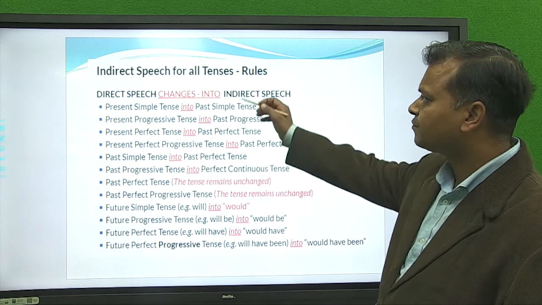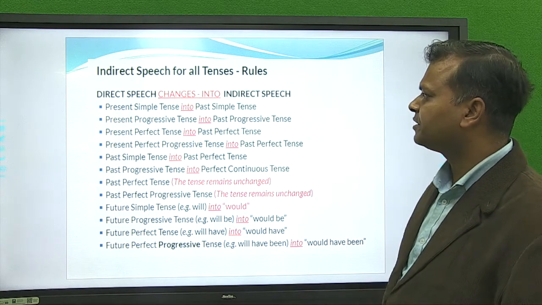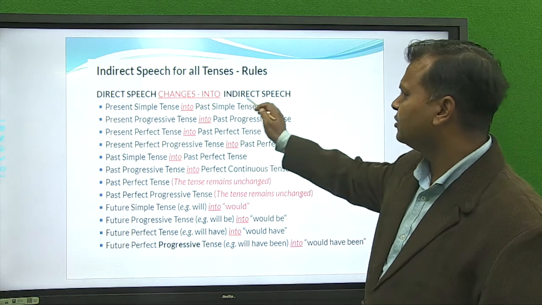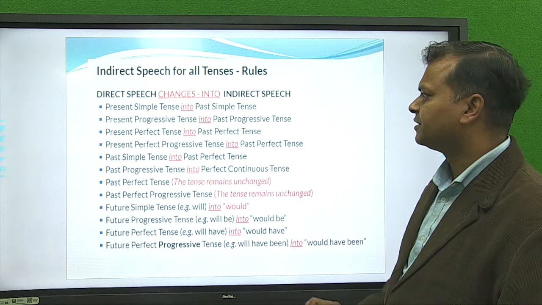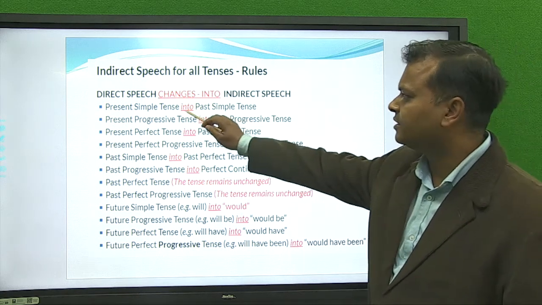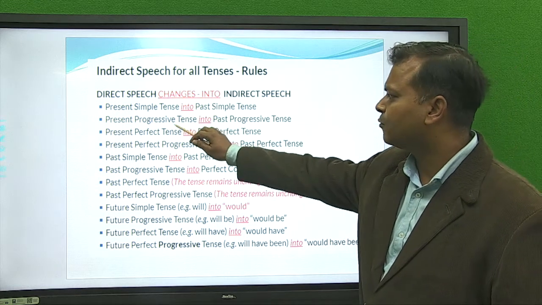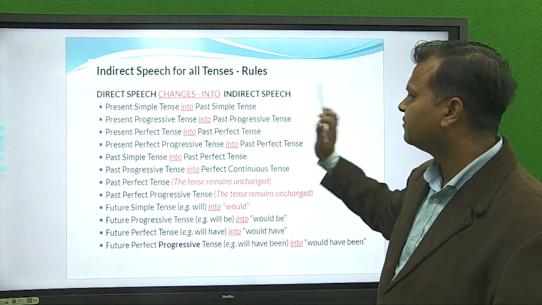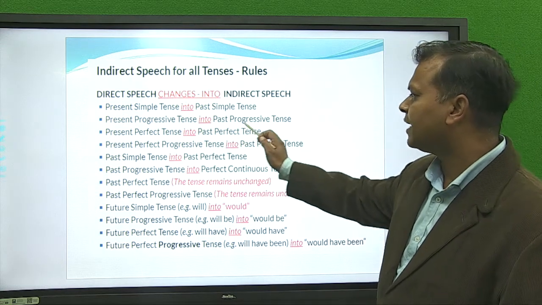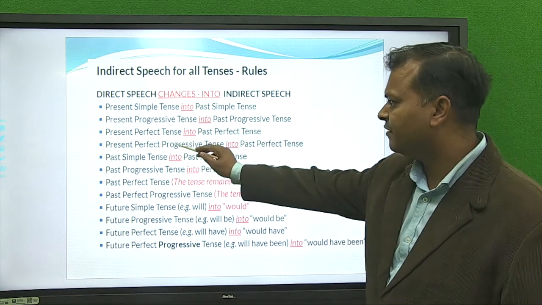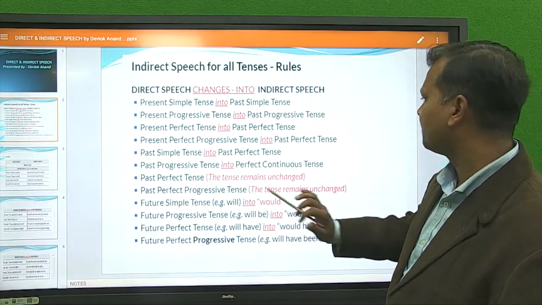Now let us see indirect speech rules for all tenses. What are the rules for indirect speech? Present simple tense changes into past simple tense. If the tense is simple present, it will change into simple past. Likewise, if it is in present progressive tense, it will change into past progressive tense, right? And if it is in present perfect tense, it will change into past perfect tense, right? In the same way, if it is in present perfect progressive, it will change into past perfect progressive, right?